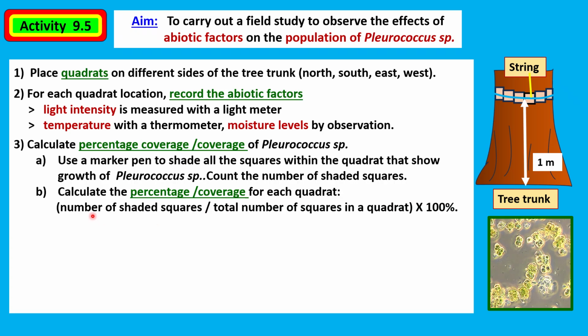For one quadrat, the percentage, sometimes called percentage coverage or just coverage, is the number of shaded squares per the total number of squares in the quadrat. So maybe your quadrat has 100 squares, right? So you count the number of shaded squares, it may be 45 or 50. So 50 divided by 100 times 100%. That means the percentage coverage or just coverage is 50%, okay, for that quadrat.